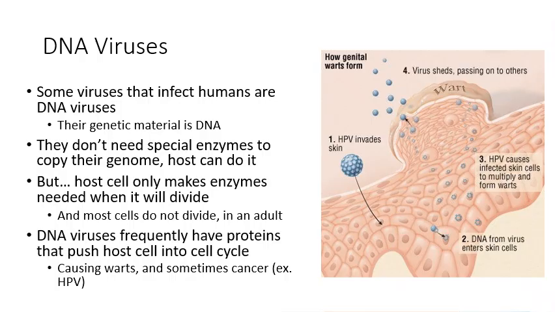And of course, most of your cells as an adult are not actually actively dividing. Because your adult cells are not trying to divide, they don't make the enzyme needed to copy DNA. They're not planning on doing that. So a DNA virus, in order to actually successfully replicate inside of a host cell, usually it will need to push that host cell into the cell cycle.